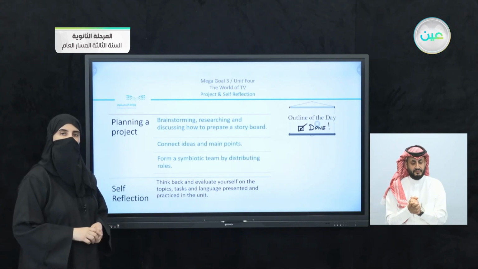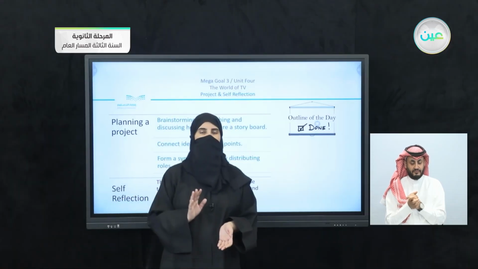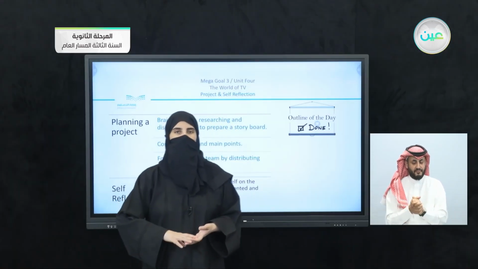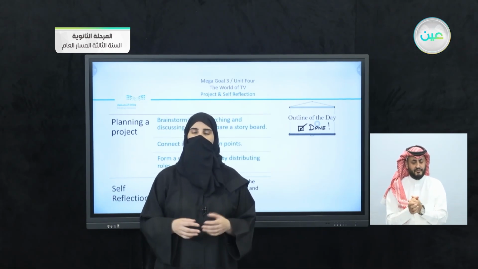Our outline for our lesson: we had the brainstorming, researching, and discussing how to prepare a storyboard, connected ideas and main points, and formed a symbiotic team together by distributing roles and forming a complete storyboard. We have the self-reflection to think back, evaluate yourself on topics, tasks, and language presented and practiced in the unit. We have, alhamdulillah, completed our unit, Unit 4. We are going to start with our revision, and we have self-reflection and evaluation in our next lessons, so be ready.